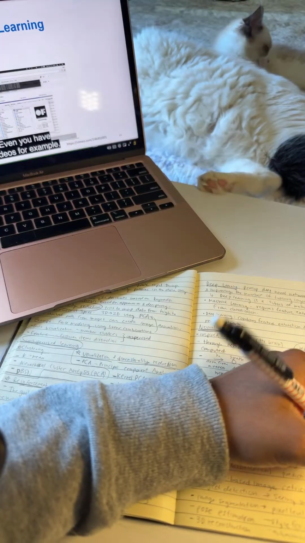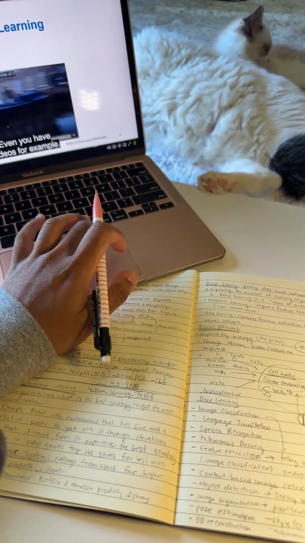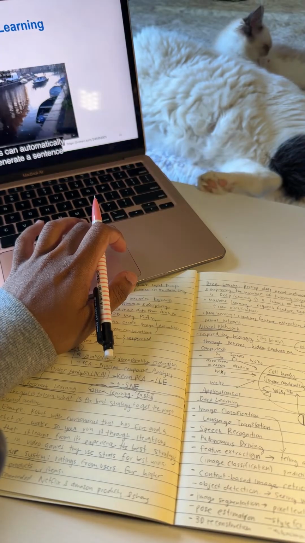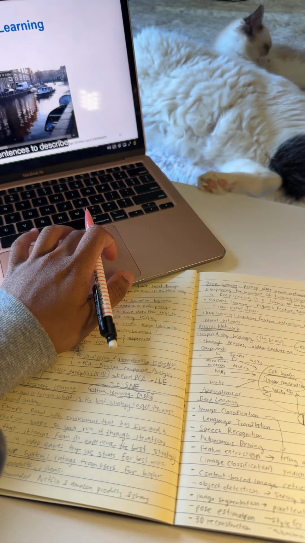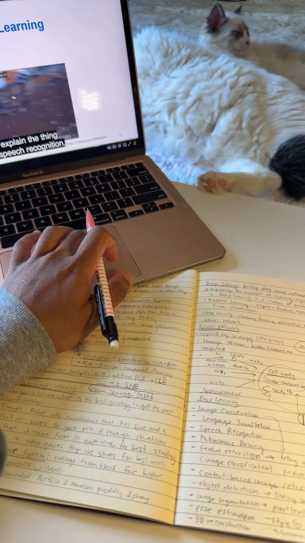Next is the narration demo. You have the videos, and this can automatically generate a sentence or sentences to describe or to explain the thing.